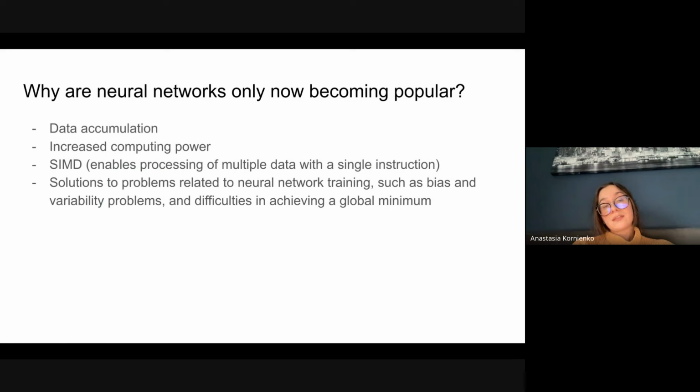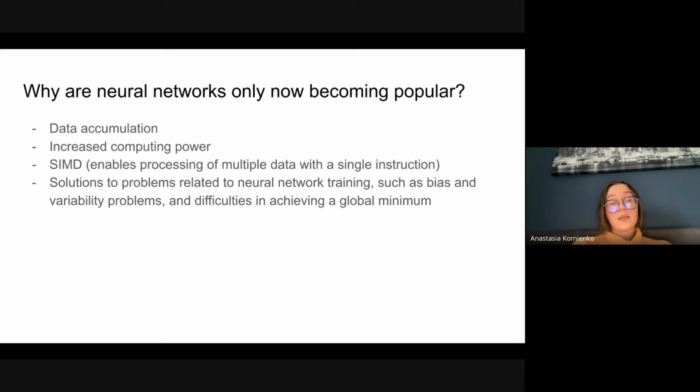And as I already said in the beginning, data is one of the operands of a neural network. The second reason is that computer power has increased. New technologies, new laptops, new servers, and so on. They're more powerful. The third thing is really like the second, but I put it separately just because it's a really important thing.